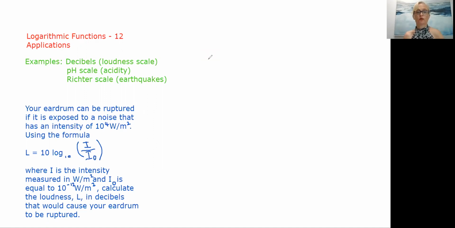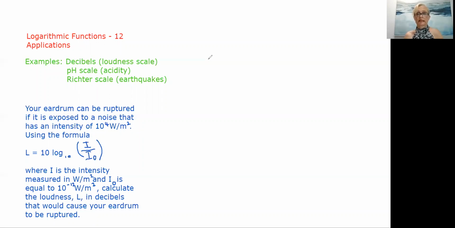We're now at the point where we can do some application questions where logs are used in everyday life. And I did mention in our very first log video that there are at least 3 very common applications to everyday life of logs. The decibel scale is a logarithmic scale. So is the pH scale for acidity. And also the Richter scale for earthquakes.